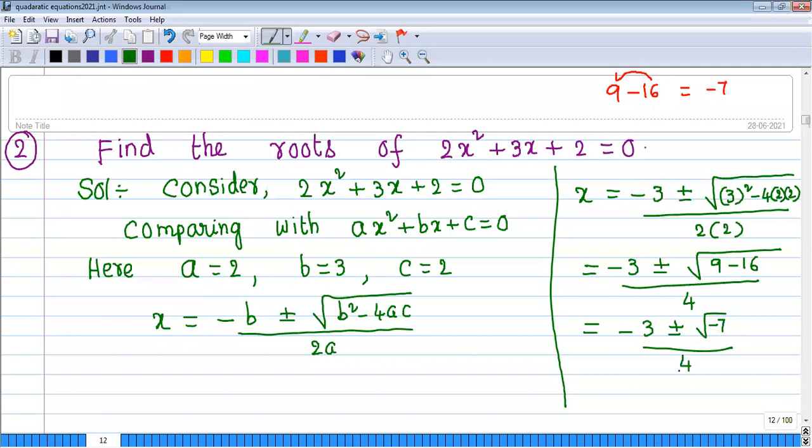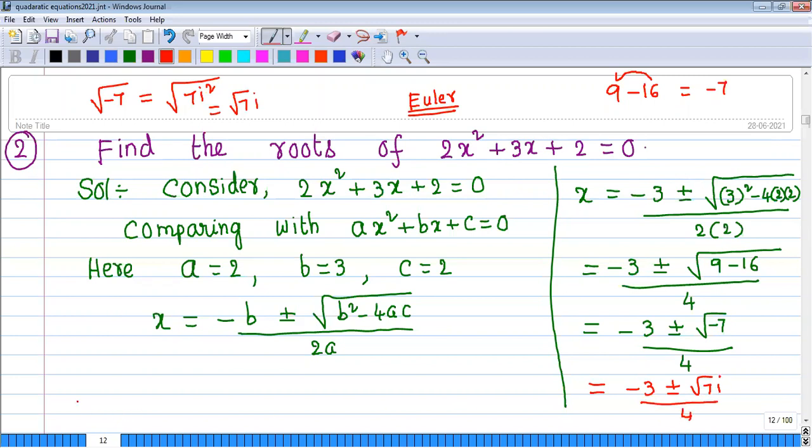But here one interesting factor needs to be applied. The great mathematician Euler. The square root of negative 7 is not a real number. It's imaginary. This can be written as root of 7 into i square, and i square is minus 1. So in the place of square root of minus 7, you can write root 7i. So this is equal to minus 3 plus or minus root 7i upon 4.